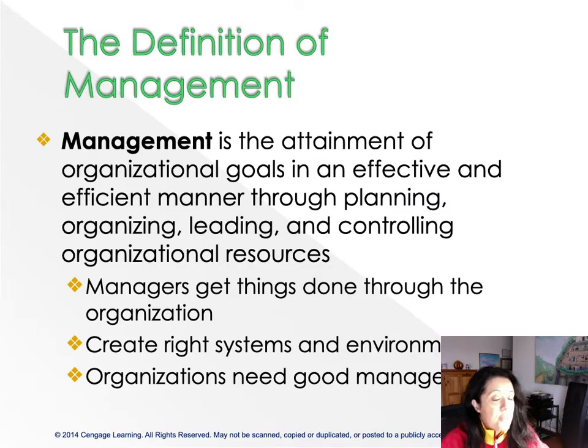Let's continue with the definition of management first. As we can see here, management involves attaining organizational goals in an effective and efficient manner through planning, organizing, leading, and controlling organizational resources. These four key words, planning, organizing, leading, and controlling, are the most important management functions, okay? There are two important ideas in this definition, right?